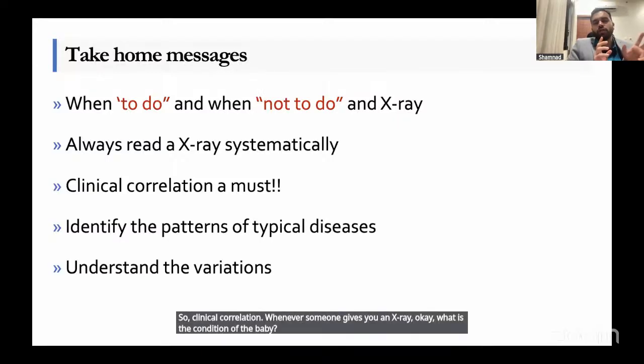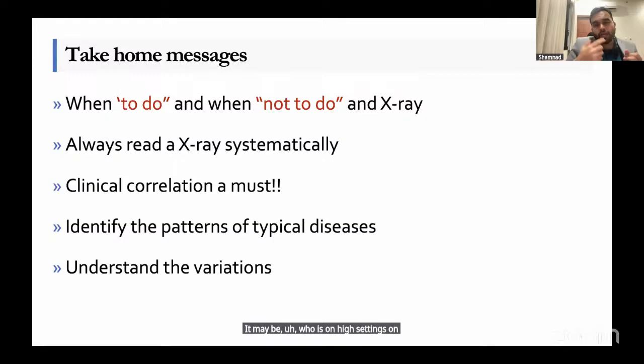So clinical correlation, whenever someone gives you an X-ray, what is the condition of the baby? That should be your first question, because if it is an MSL baby, term baby distress, you'll be looking out for a mass. A baby who is on high settings on NIMV, or an MS baby with high positive pressures, I'll be watching out for a pneumothorax. So clinical correlation is a must.